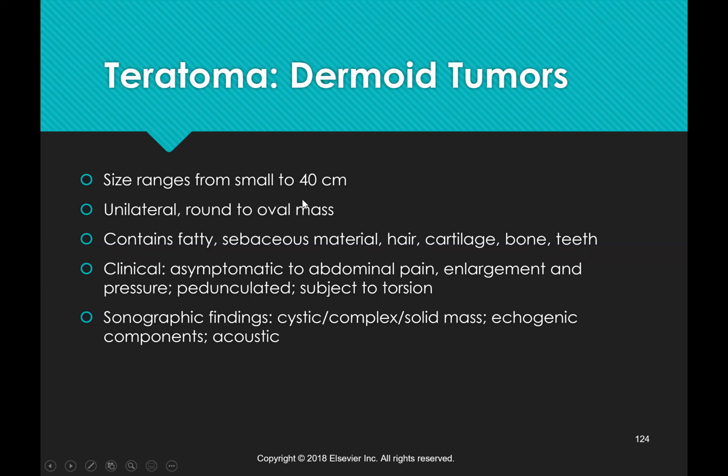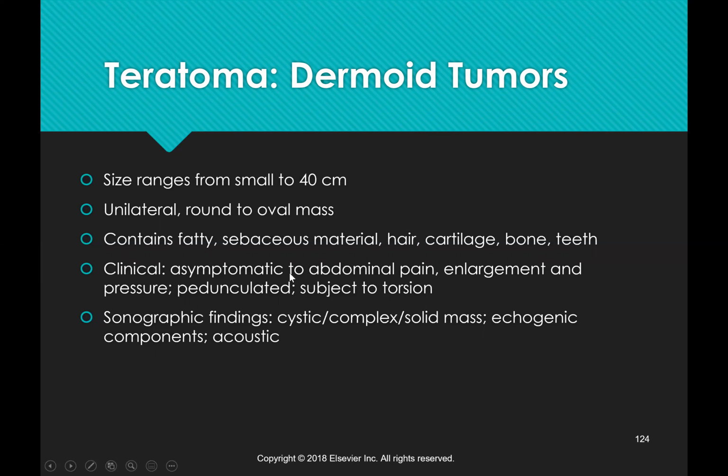They can be small to 40 centimeters. They're unilateral, round to oval mass. They contain fatty sebaceous material. They contain hair, cartilage, bone, and teeth. When you cut inside them, they're all nasty and have that kind of stuff. I mean, they're disgusting, but they're so interesting. So someone please do the dermoid tumor. I love seeing pictures of it.